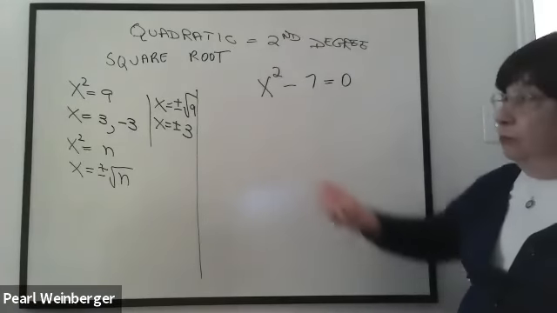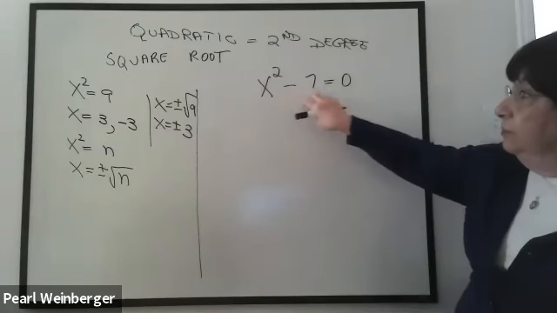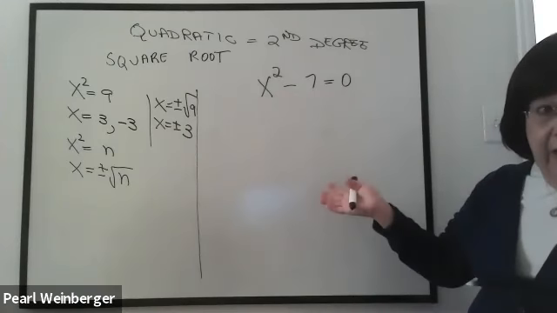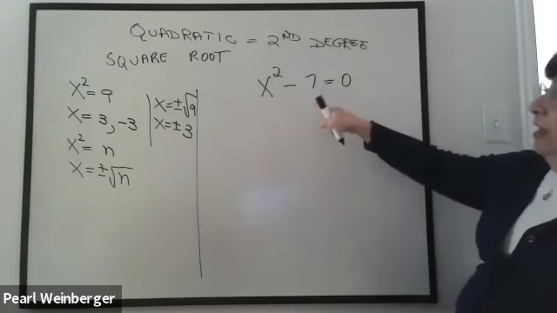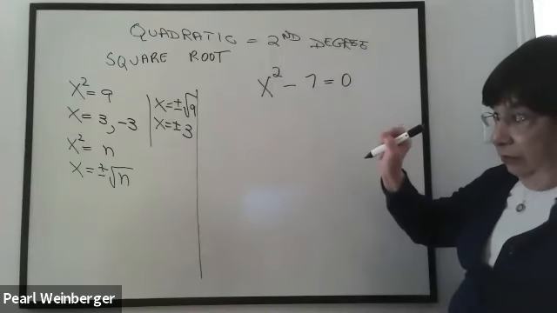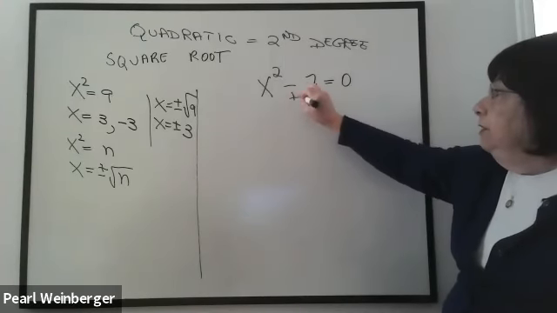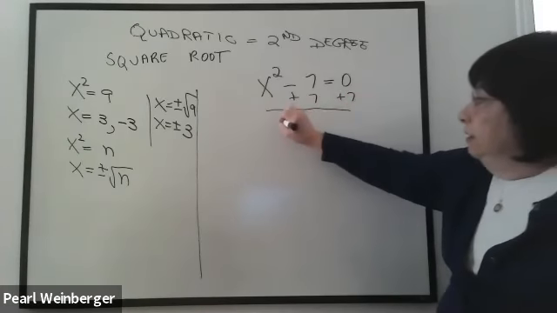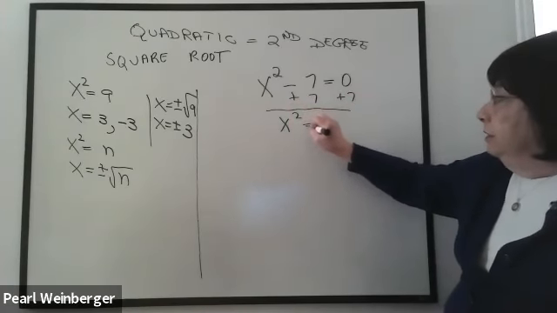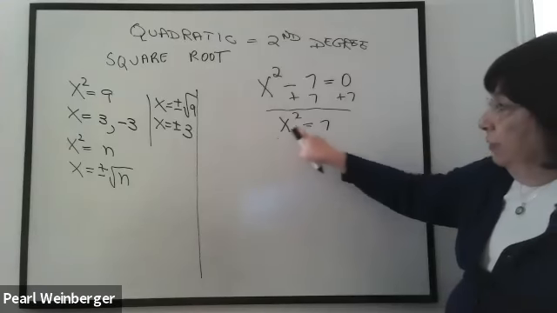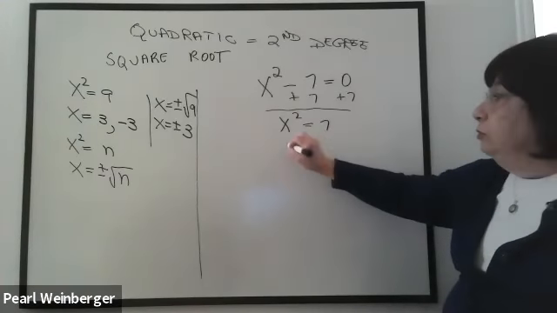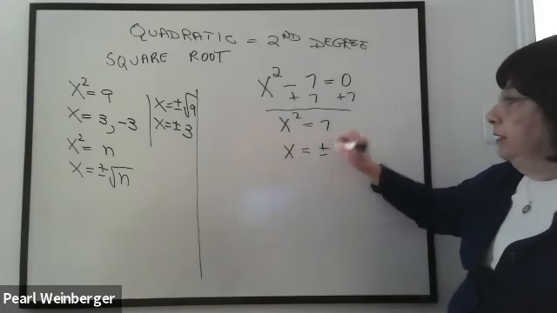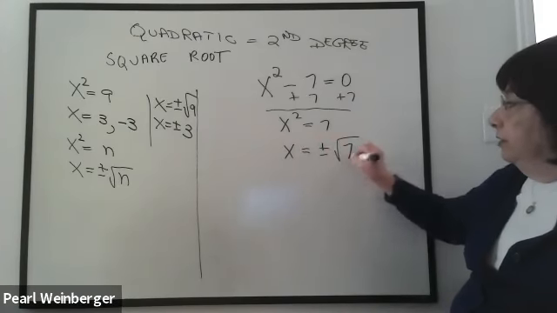Now, that's a problem. Why? Because this is not the difference of squares. 7 is not a perfect square. I cannot factor this, but I have this square root method that I can use. Bring the 7 to the other side. That'll give me x squared equals 7. So now we have x squared equals a number. So using the square root method, we get x equals plus or minus the square root of 7.